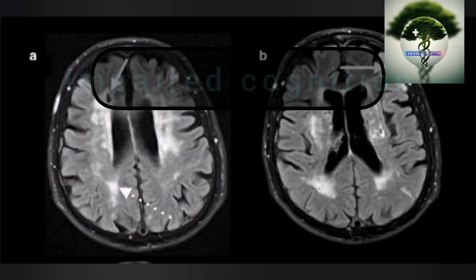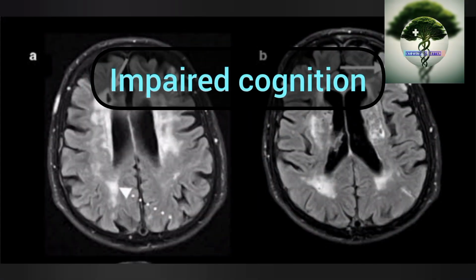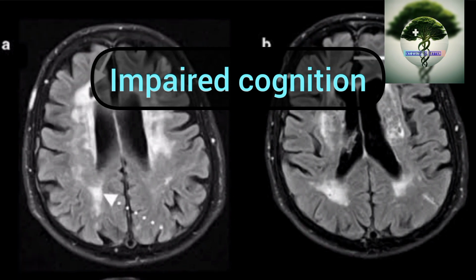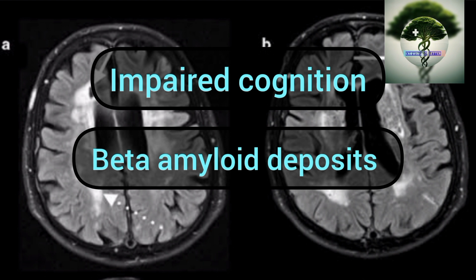Hypertension is also associated with impaired cognition in aging persons. Hypertension is associated with beta amyloid deposition, which is a major pathologic factor in dementia.